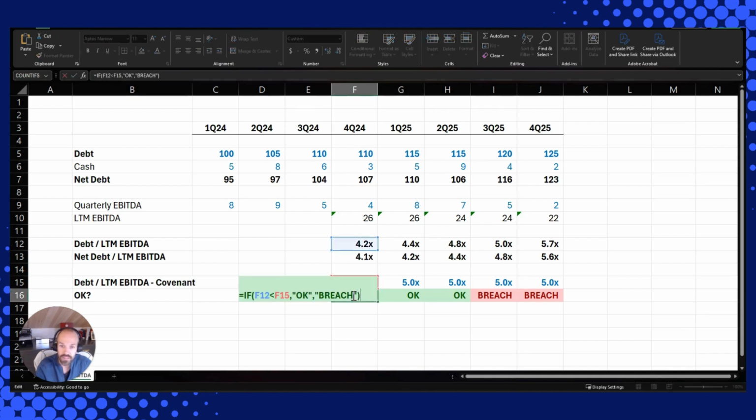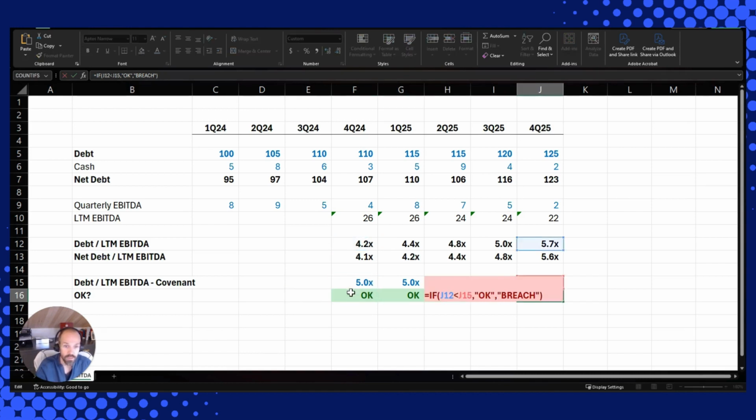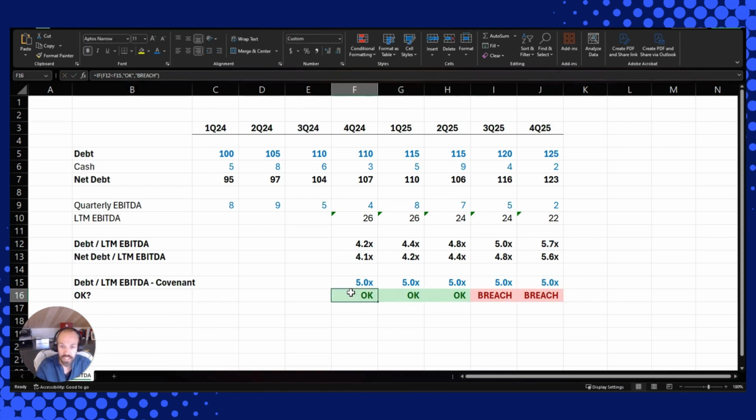You can see that math: I used a simple IF statement that says if F12, so debt to EBITDA for that quarter, is less than F15, the covenant for that quarter, then you're okay. Otherwise, it's a breach. That's the same math over here as well. You can see that it changes from okay in these 3 quarters, because the debt to EBITDA is less than the covenant, to a breach in these quarters, because it's more.